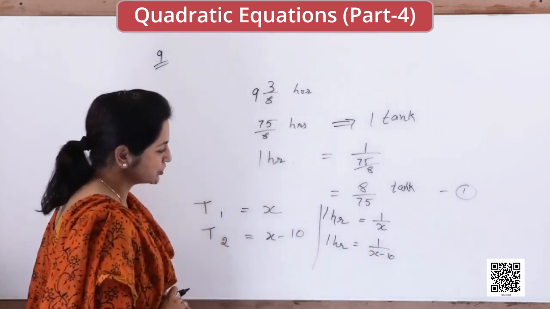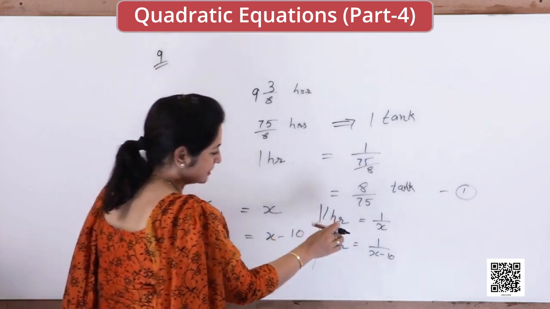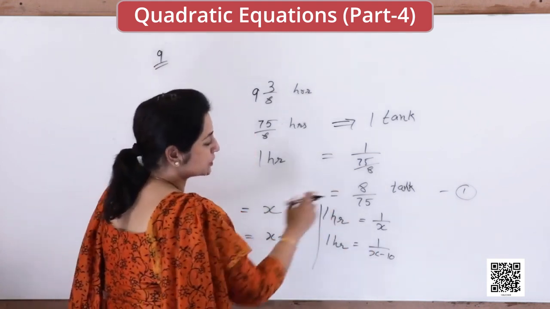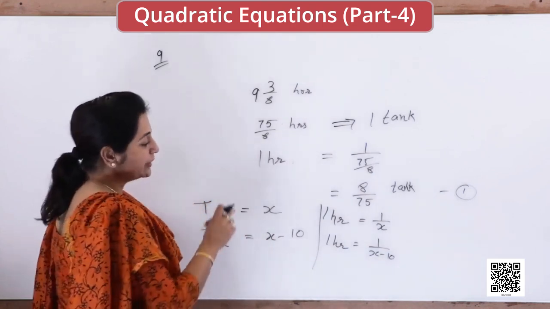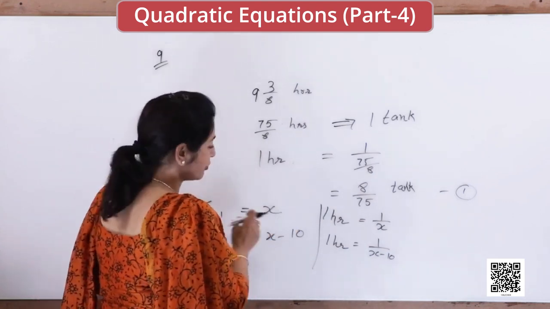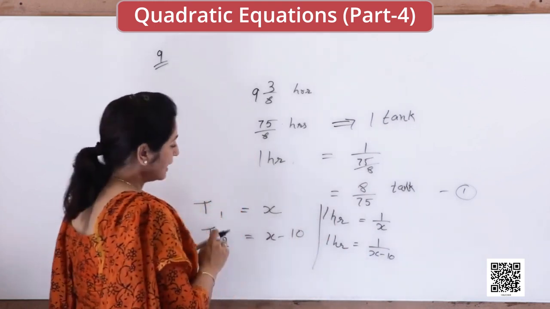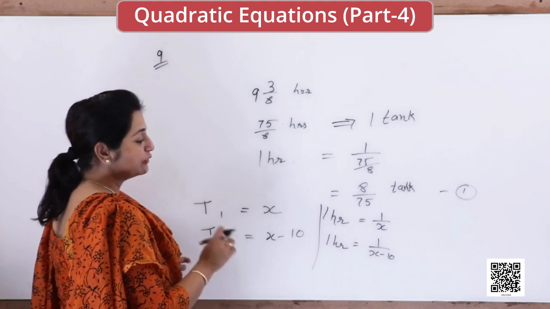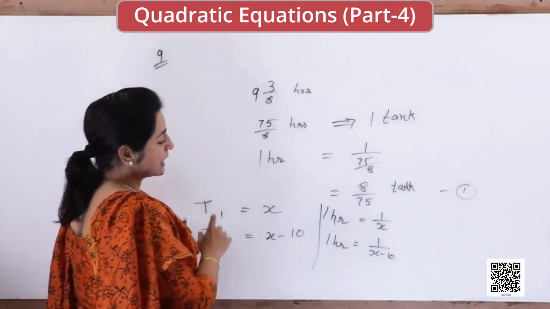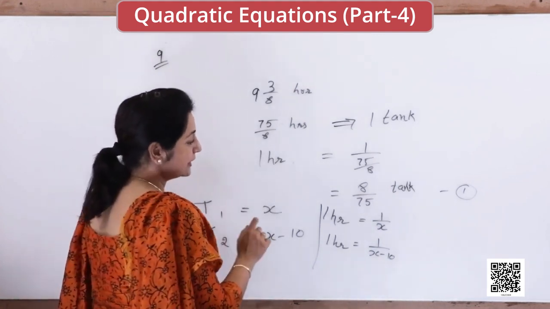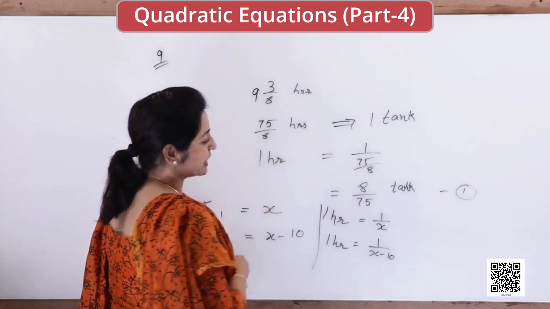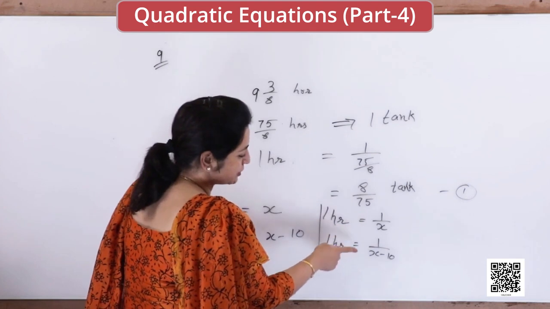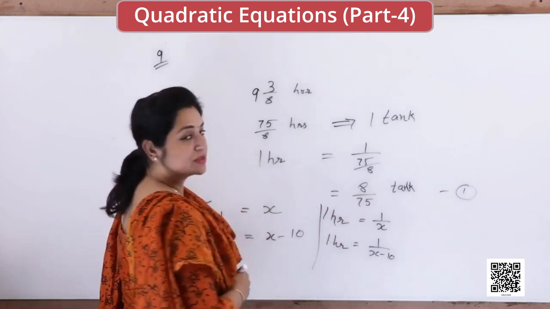Now according to the question, 1 upon X plus 1 upon X minus 10 is equal to 8 upon 75. How? In 1 hour, tap 1 fills this much of the tank, and in 1 hour, tap 2 fills this much of the tank, and in 1 hour, when both the taps are opened together, 8 upon 75 of the tank is filled. Thus, according to the question, 1 upon X plus 1 upon X minus 10 will be equal to 8 upon 75.